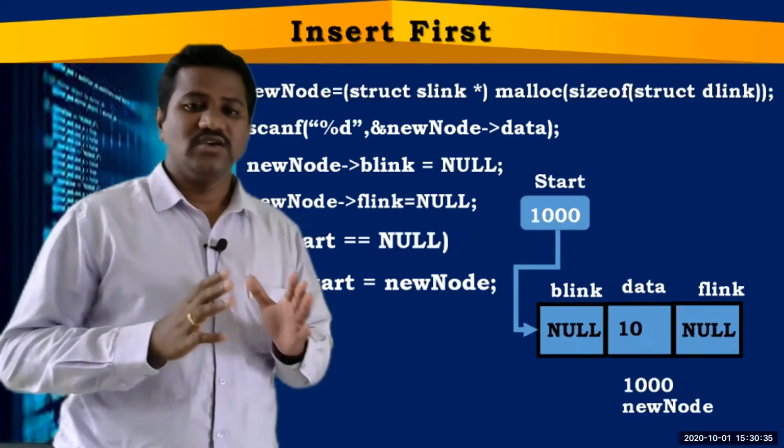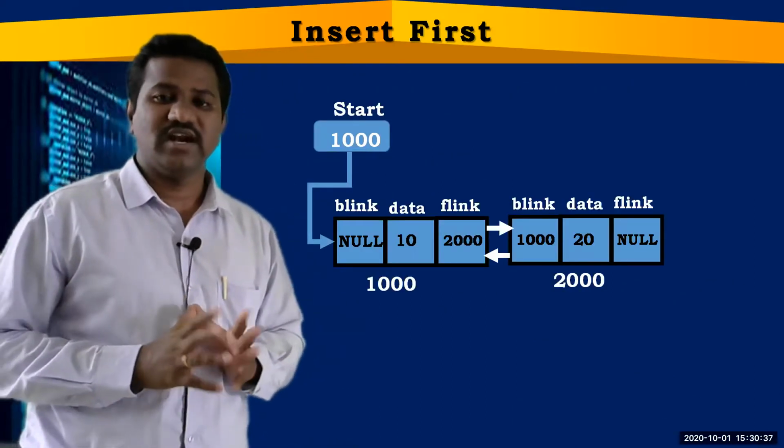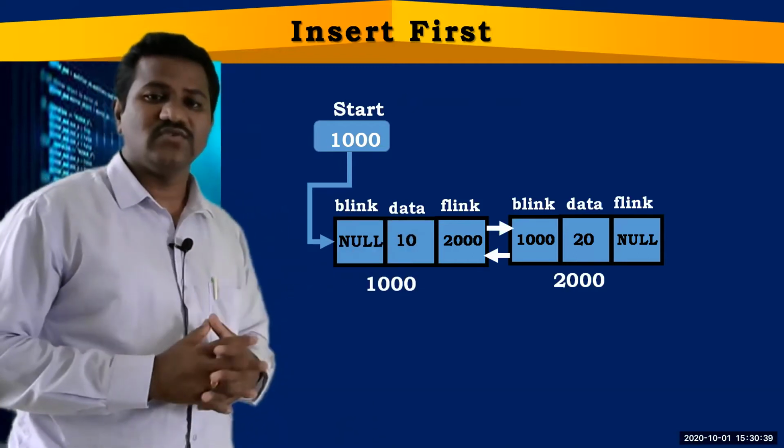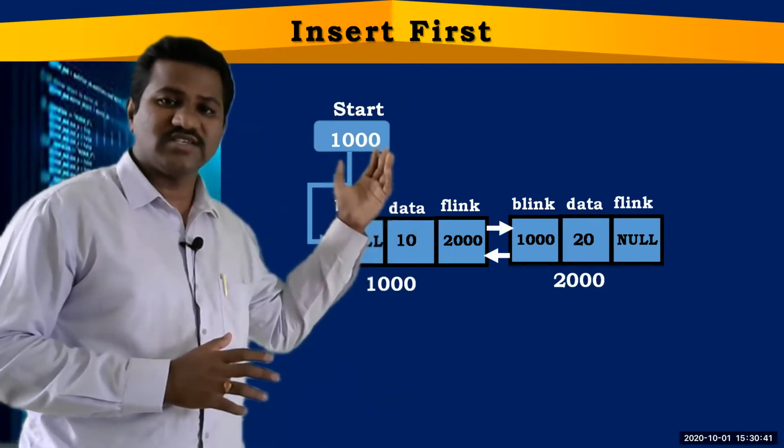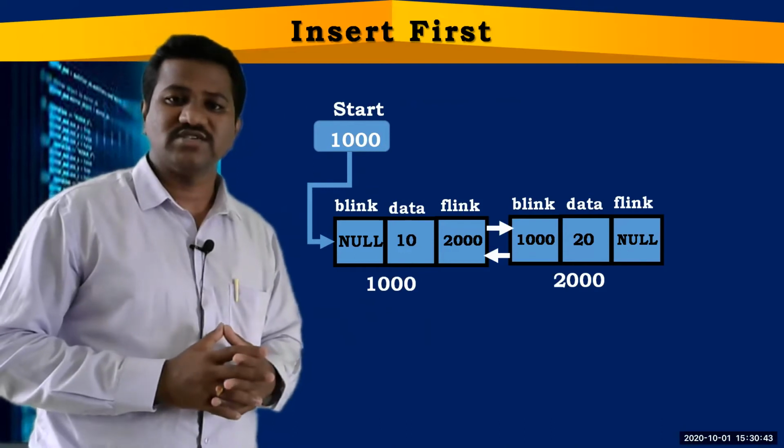Suppose your double linked list consists of some nodes. Let us assume your double linked list consists of two nodes, in which the first node address is stored in the start pointer. First node address is stored in the start pointer.